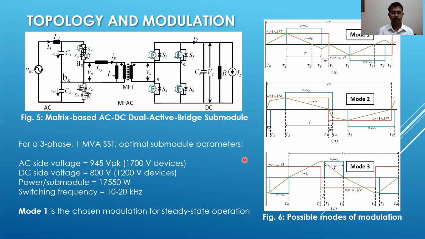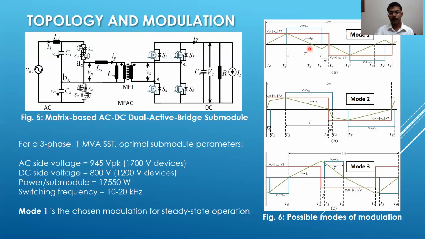And here we found that for this kind of optimal parameters, mode 1 is the chosen modulation for the steady state operation, because that is where you can passively operate with a fixed switching frequency, and it is quite easy. Now, there are a few things that I would like to highlight.